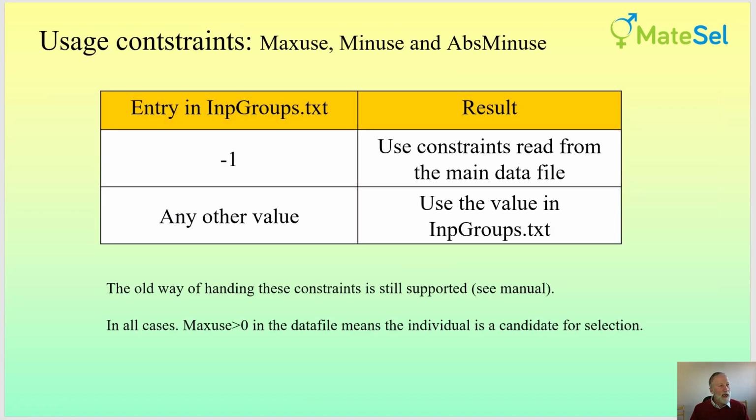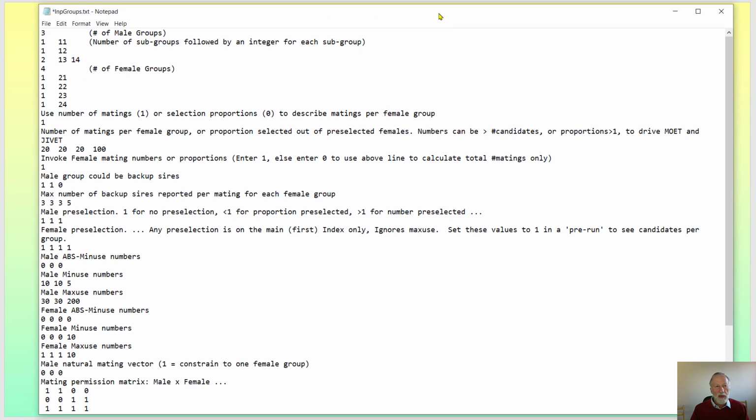And this is a later patch into the video to describe the improved method we have of handling usage constraints, and it's probably best to show you by example. Here we have the male max use numbers, and for our AI group we're allowing 200 matings per male.